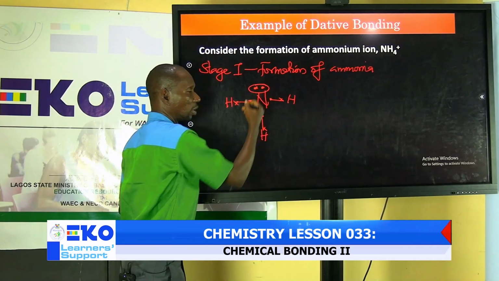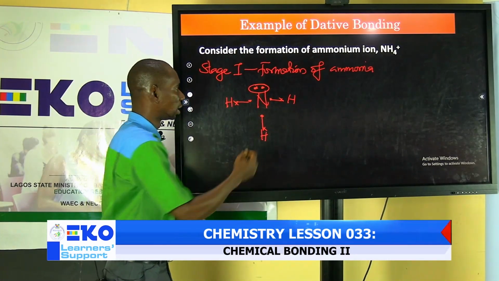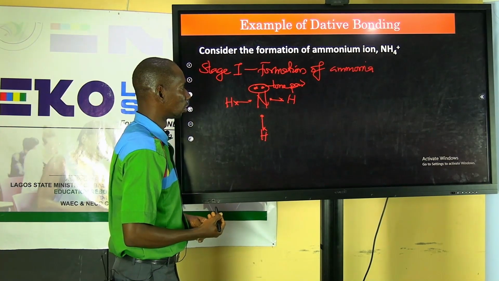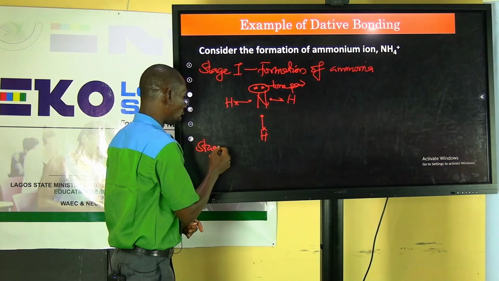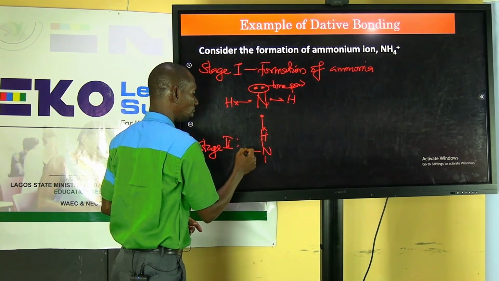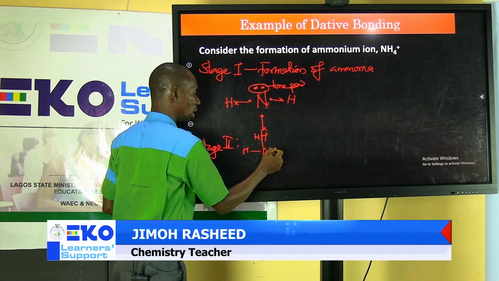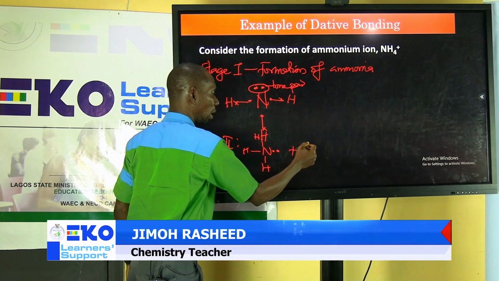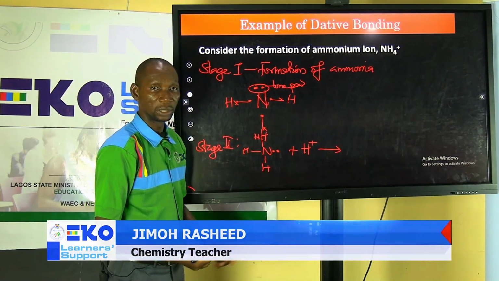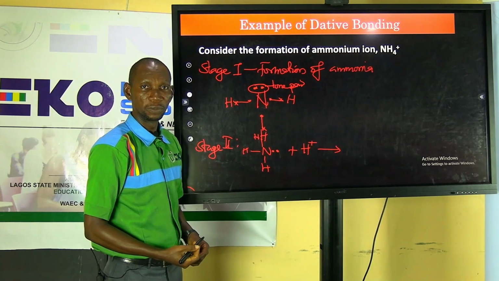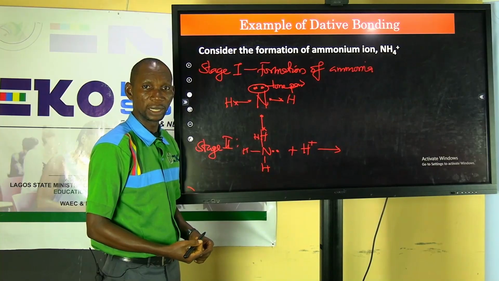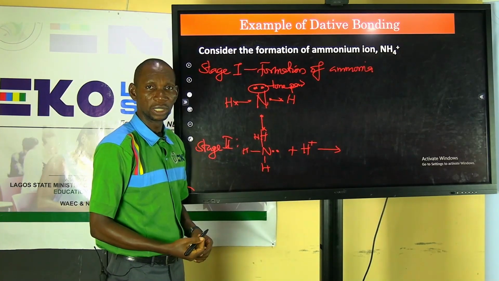Now, this is the condition that is necessary for dative bonding: what we refer to as a lone pair of electrons. So in stage 2, it is now that lone pair of electrons which will be used. This is the already formed ammonia molecule, and these are the lone pairs. Now, suppose the ammonia molecule wants to bond with a hydrogen ion. A hydrogen ion has how many electrons? Very correct. It has 0 electrons because it has lost the only electron in it. So the hydrogen is electron deficient.